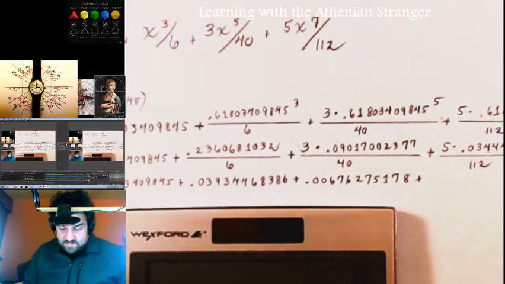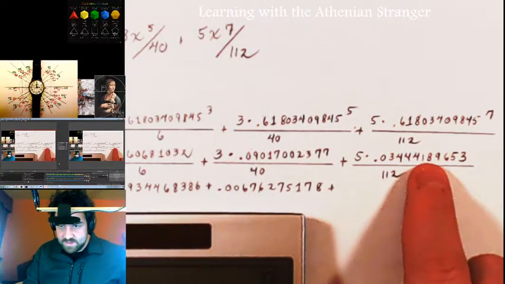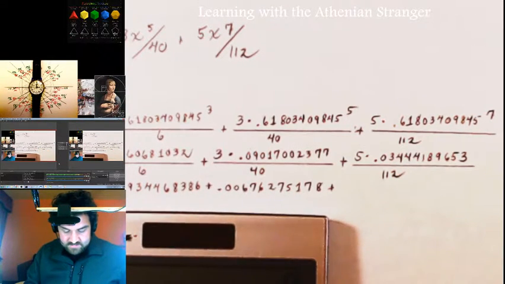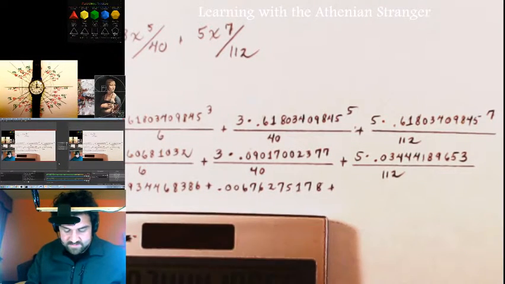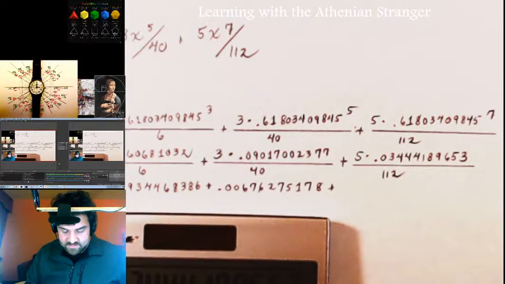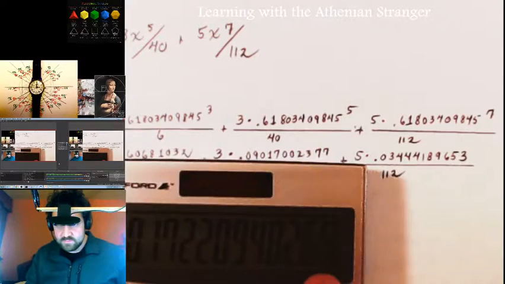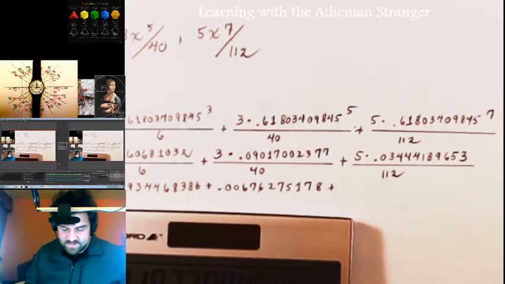Okay? We're going to take this term, 0.03444189653, times 5 over 112. Here we go. 0.03444189653 times 5. And we're going to take that term, 0.17220948265, and divide that by 112.